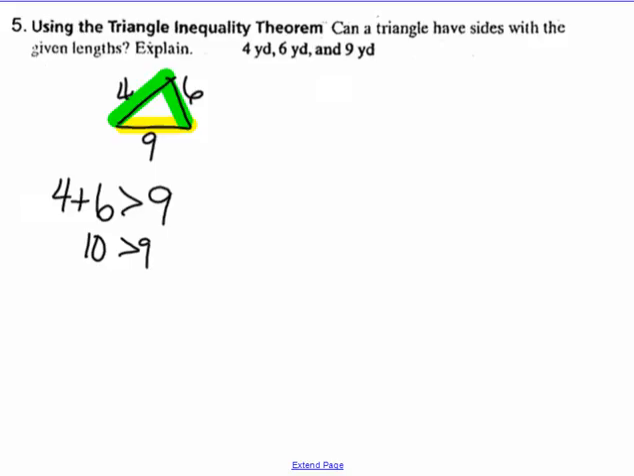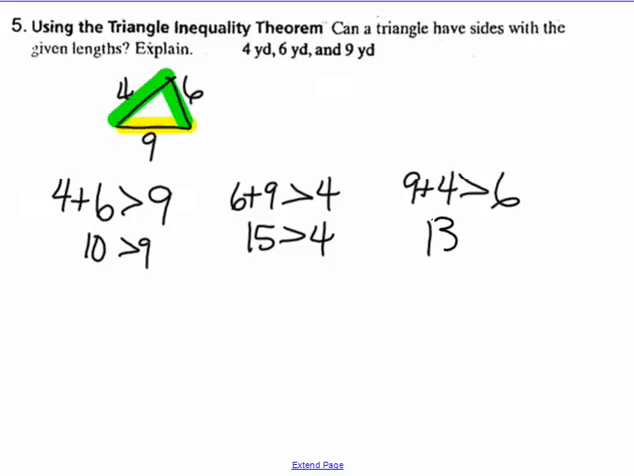So I'm going to do the other two sides as well. 6 plus 9 is greater than 4. Well, is that true? Of course it is. 15 is greater than 4. Final one is 9 plus 4. 9 plus 4 is greater than 6? Yep. 13 is greater than 6. So in this case, yes, a triangle can have those 3 sides.